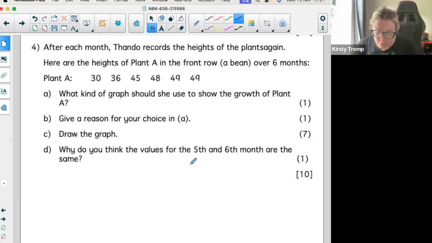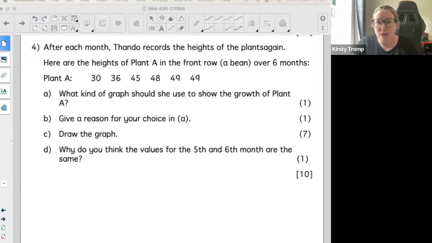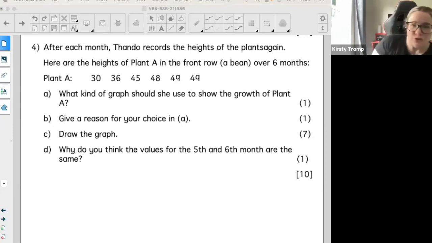What kind of graph should she use to show the growth of the plants? So what kind of graph are we going to use to show the growth of the plants? I've got some answers in the chat. Mulalo, I like your answer. Your answer is right in the chat. Amishle's got their hand up. Hi, Amishle. Amishle, talk to me. What kind of graph do you think we should use?